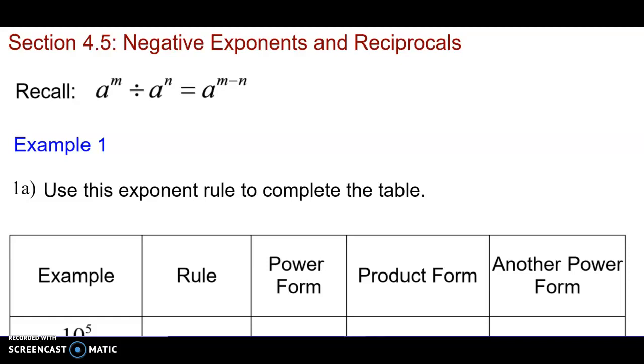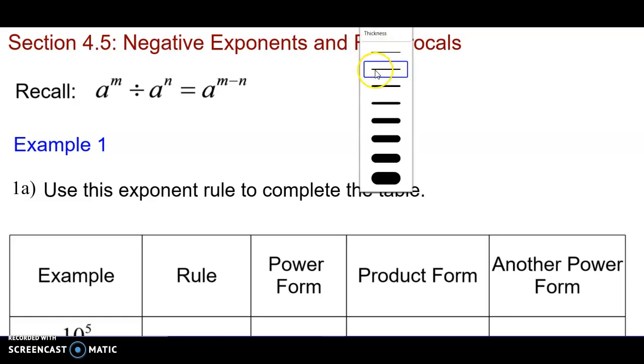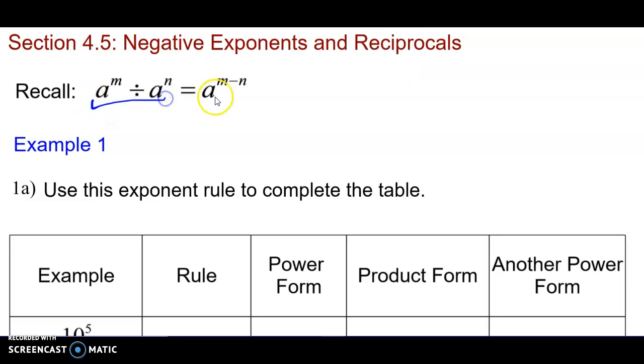Section 4.5 is negative exponents and reciprocals. We're going to go back to grade 9 for just a minute and talk about our exponent rule. The rule for grade 9 said, if you're dividing powers and the bases are the same, then you keep the same base and subtract your exponents. You may also remember the rule written this way.